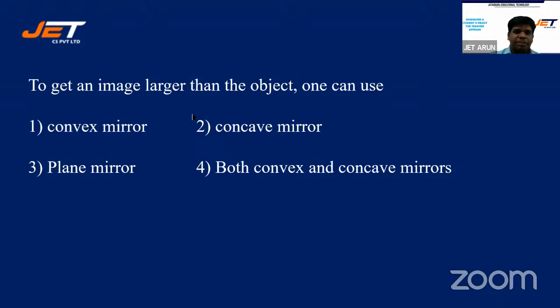To get an image larger than the object, one can use convex mirror, concave mirror, plane mirror, both convex and concave mirrors. Larger than the object, students. Three is ruled out. Plane mirror, in a plane mirror you see yourself at your own size. Do you appear larger than yourself in a plane mirror? No. A plane mirror gives the same size. So 3 is ruled out, very simply.